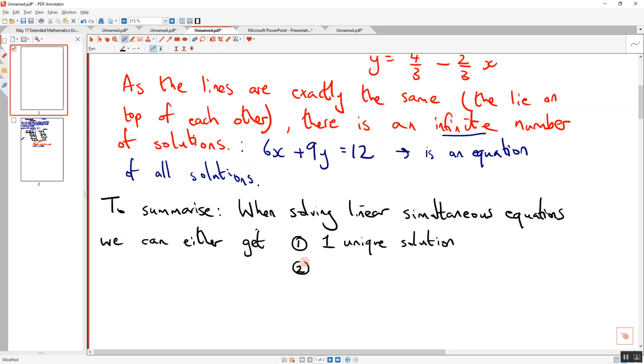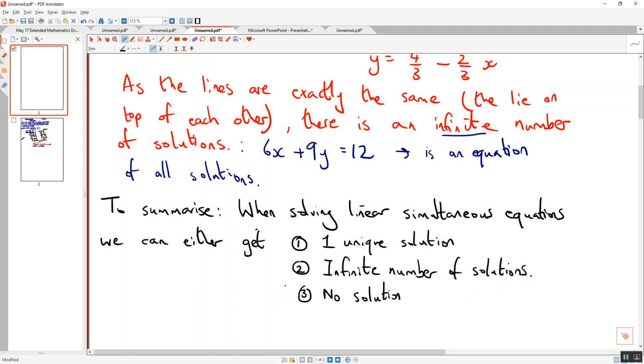And the other one is an infinite number of solutions. What about, can there also be more than one point for that?